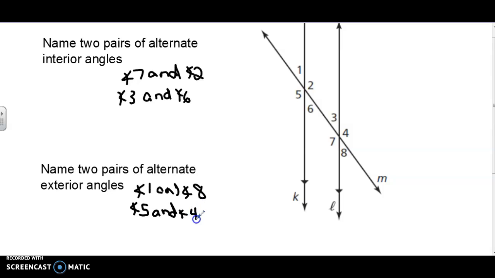So that's how we identify alternate interior angles and alternate exterior angles. Remember, these pairs are all equal to each other. So 7 and 2 are congruent, 3 and 6 are congruent, 1 and 8 are congruent, 5 and 4 are congruent.